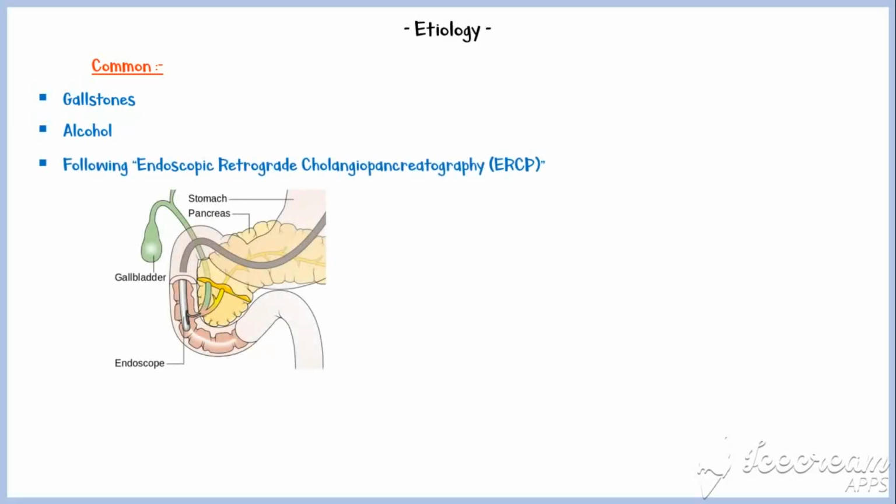Now let's discuss the etiology of acute pancreatitis. The most common causes of acute pancreatitis include the following: gallstones, alcohol, and endoscopic retrograde cholangiopancreatography, which is a technique used to diagnose and treat conditions involving the liver, gallbladder, biliary system, and the pancreas. About 10% of pancreatitis cases are idiopathic, meaning that they do not have a clear etiology.